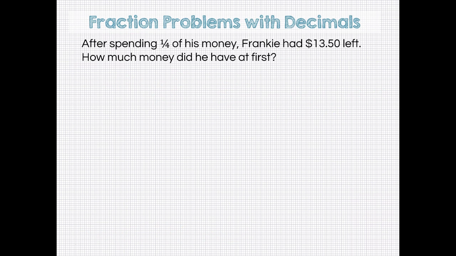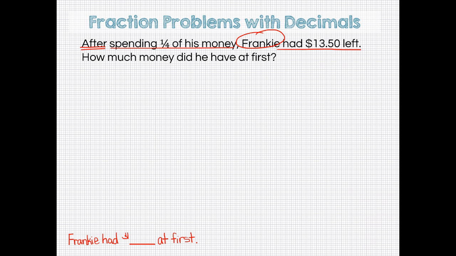Now let's look at a couple fraction problems with decimals. After spending 1/4 of his money, Frankie had $13.50 left. How much money did he have at first? First, we need a sentence statement. Frankie had blank dollars at first. Let's identify the important information now. Frankie had $13.50 left after spending 1/4 of his money.